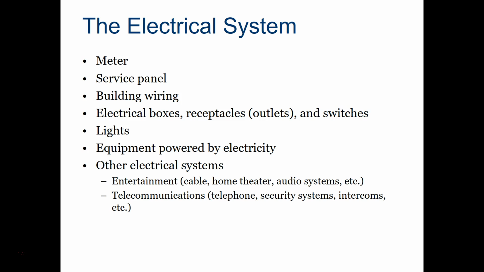First it comes into the meter so that the electrical company can tell you how much electricity you are using, and then it comes into the service panel, which is inside the building and helps to split that out. Then we go into the building wiring, and we use electrical boxes, receptacles, which are otherwise known as outlets, and switches to determine where that electricity moves throughout the building. We use that for things like lights and the other equipment that's powered by electricity. Almost everything in our house is powered by electricity nowadays.